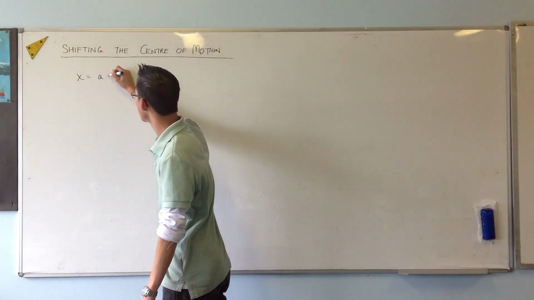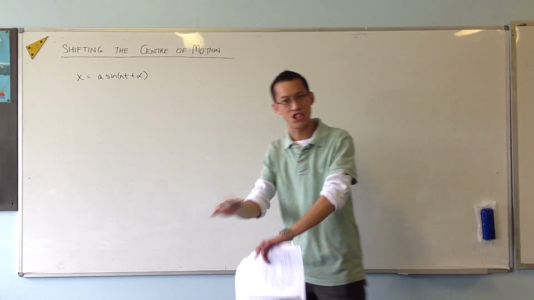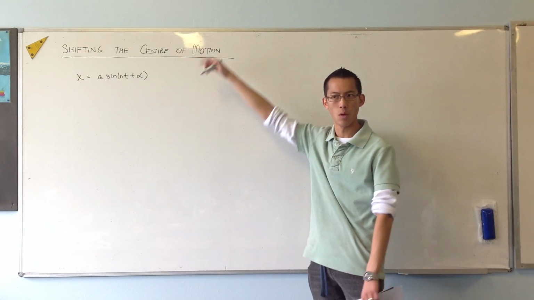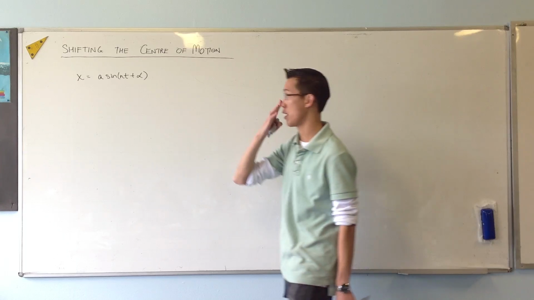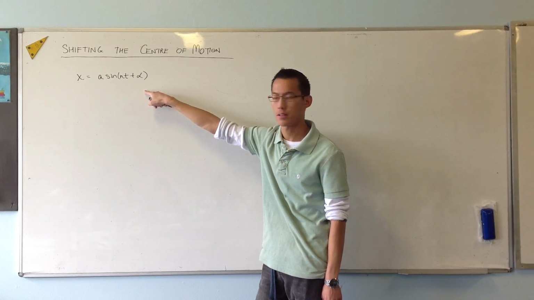So let's take this as just a general example. Obviously I could have chosen cosine, but what I'm going to demonstrate is going to work exactly the same anyway. There's your amplitude, that's where your period comes from, there's your phase shift.